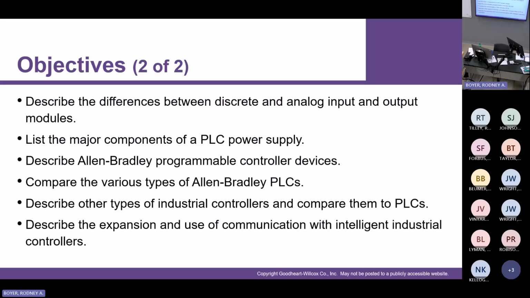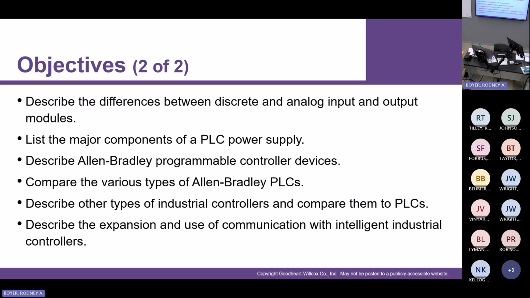List major components of the power supply, describe Allen Bradley PLC devices, compare the various types of Allen Bradley PLCs, describe other types of industrial controllers, and compare them to PLCs. Does anybody have any idea what another industrial controller is? Photo controls. That would be a device.